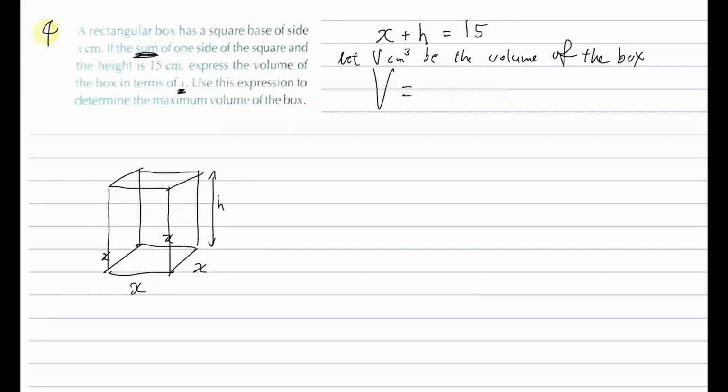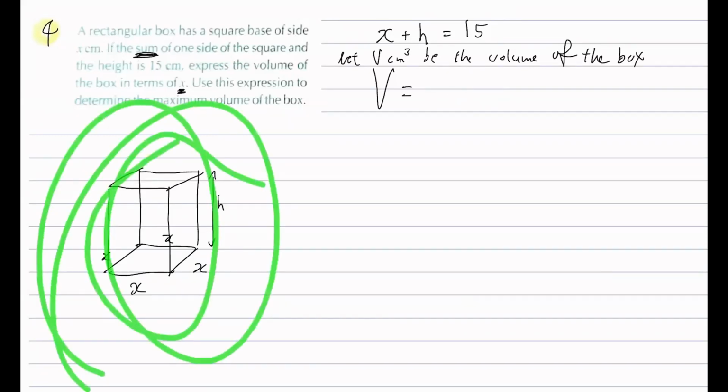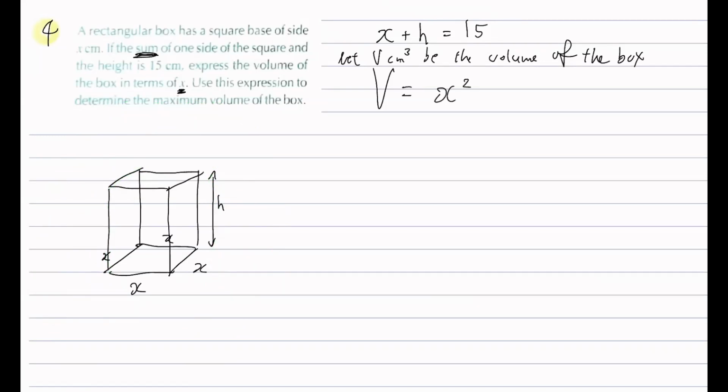The formula. X squared h. Yes. But you want it in terms of x. Then what do you do to the first equation? What you do in the first equation, you make the x the subject, so x equals 15 minus h.